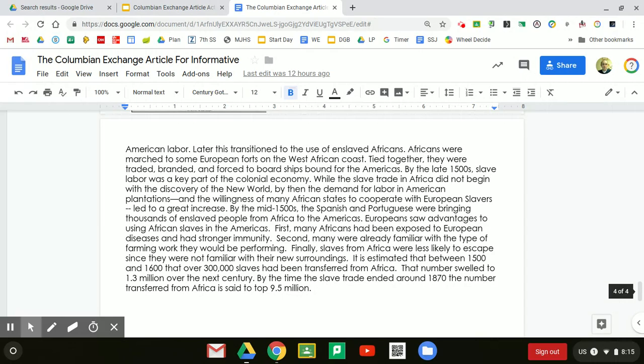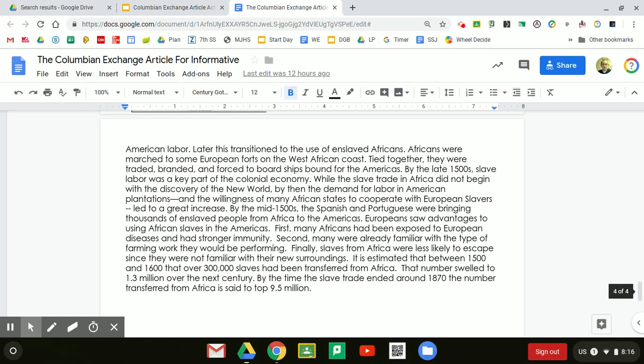Africans were marched to some European forts on the western African coast. Tied together, they were traded, branded, and forced to board ships bound for the Americas. By the late 1500s, slave labor was a key part of the colonial economy.